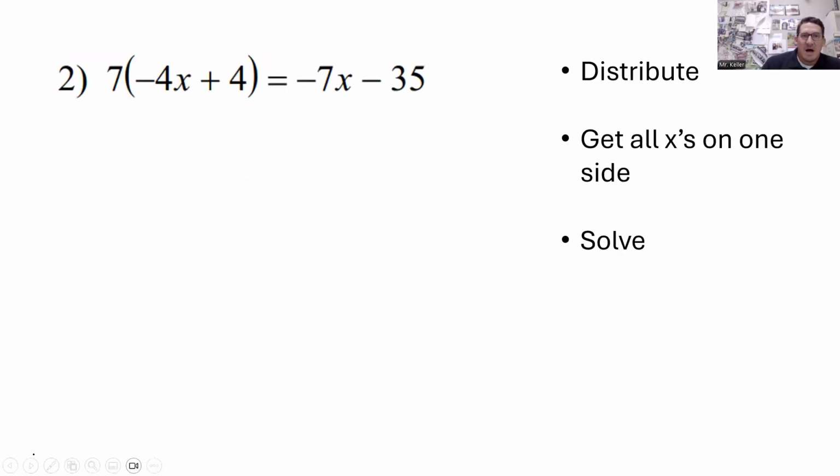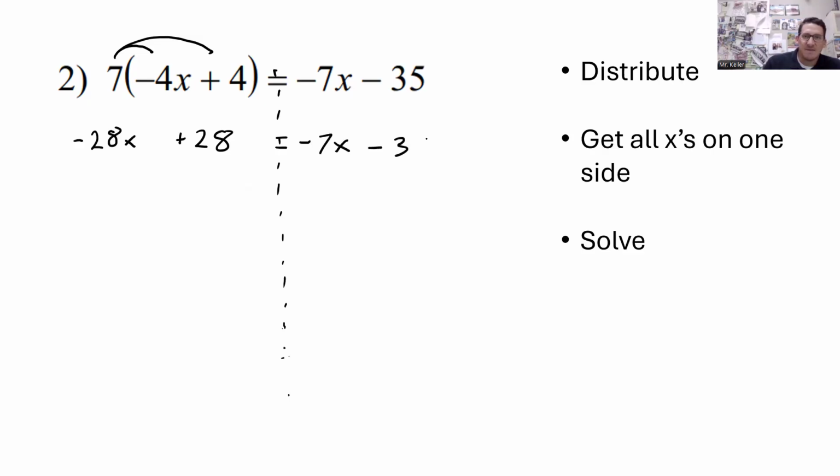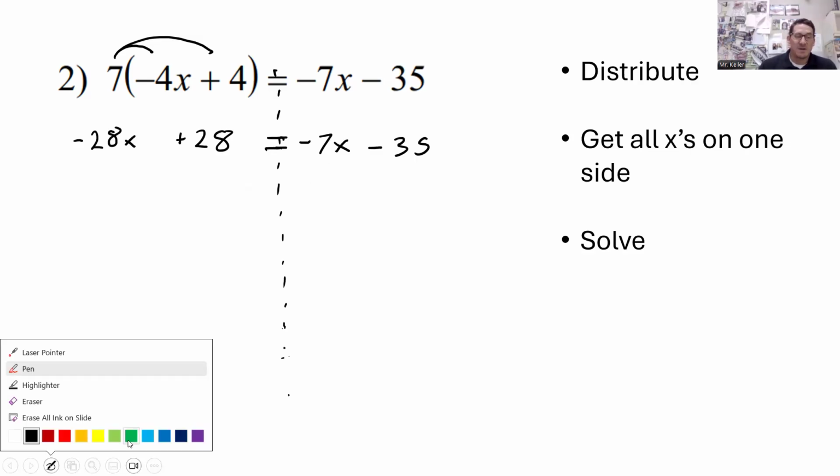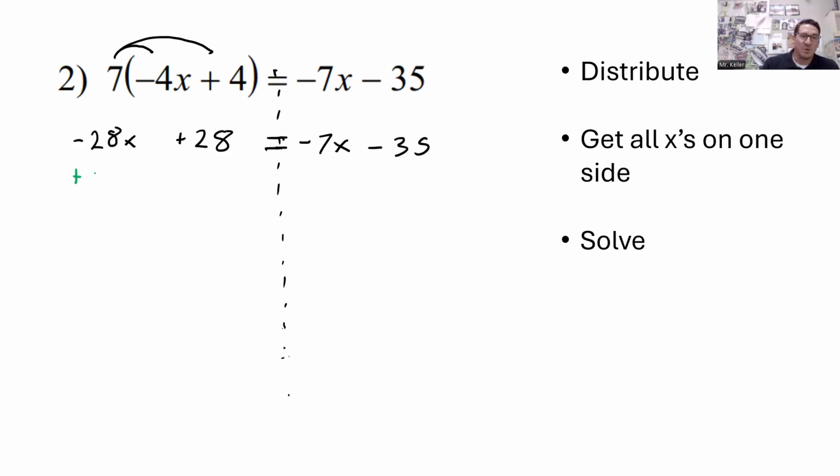Next example here. I'm going to clean up the left side of the equation first. I'm going to distribute the 7. So 7 times -4x, that's -28x, and 7 times 4, that's a positive 28, is equal to -7x minus 35. So I'm going to get the x's on one side, so I'm going to eliminate them from one side. -28 is less than -7. So I'm going to eliminate that one because I'll keep things positive. So I'm going to add 28x to both sides.